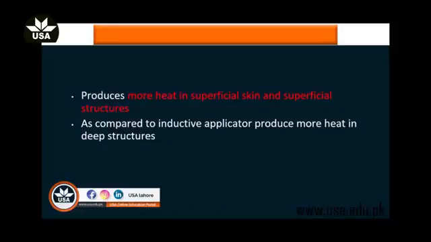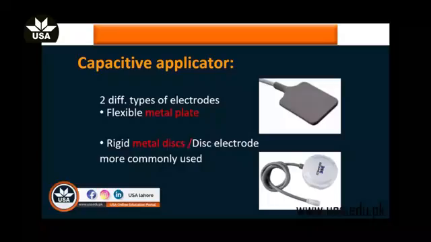So it produces more heating in the superficial skin and superficial structures as compared to the inductive applicator that produces more heat in deeper tissues. Let me show you different types of the electrodes that are being used in capacitive applicators. They may be either flexible metal plates, or rigid metal discs or disc electrodes that are being used commonly in practice.